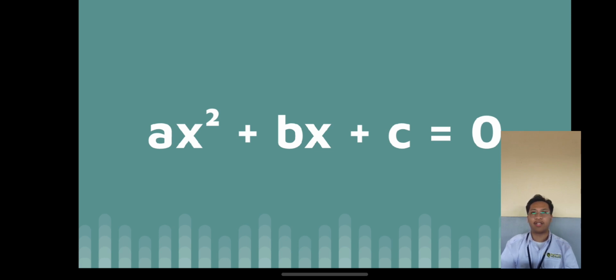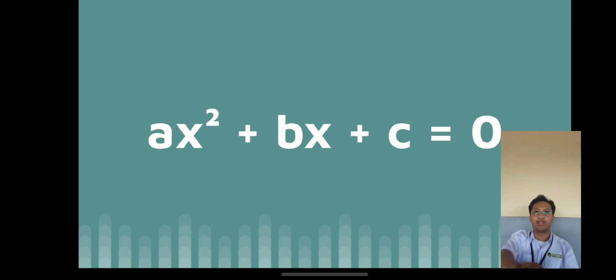Here, a is not equal to 0 because if it is equal to 0, then the equation will not remain quadratic anymore and it will become a linear equation such as bx + c = 0. Thus, this equation cannot be called a quadratic equation. The terms a, b, and c are also called quadratic coefficients.